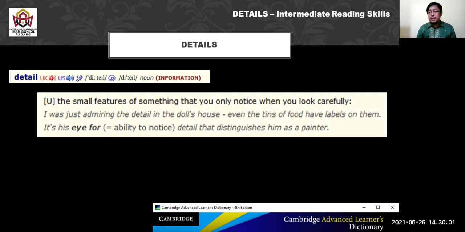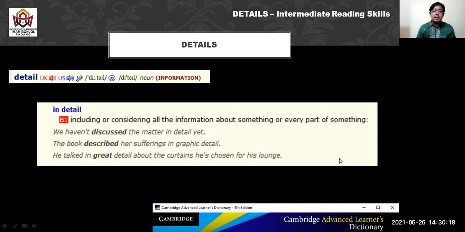For example, if it's like this: I want to know the details about her. Show me the detail about that person. That means more complete information, the small features of something. Okay. And then the other words, other vocabulary we can use with the word detail, like this.